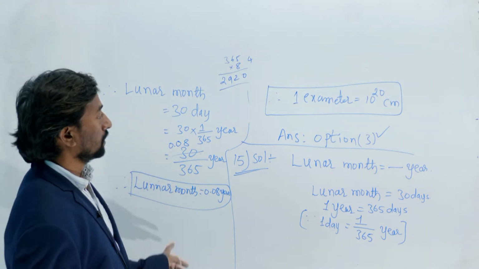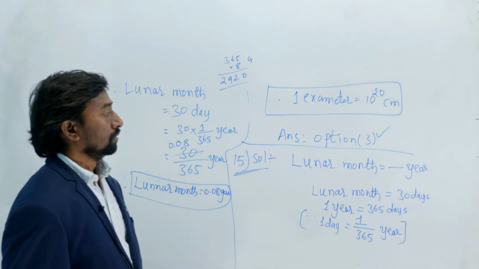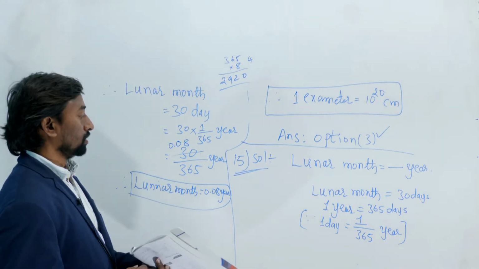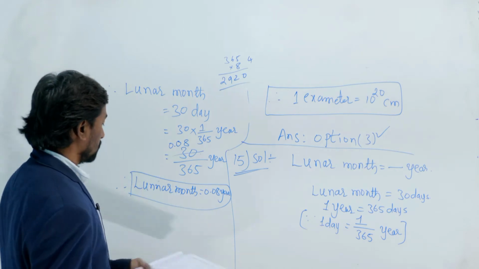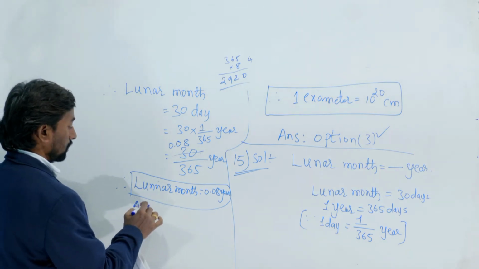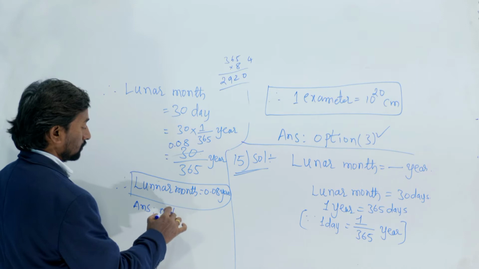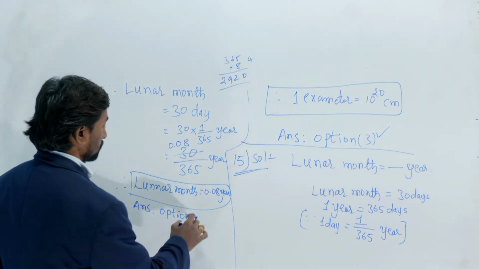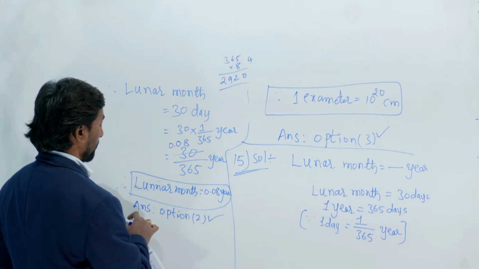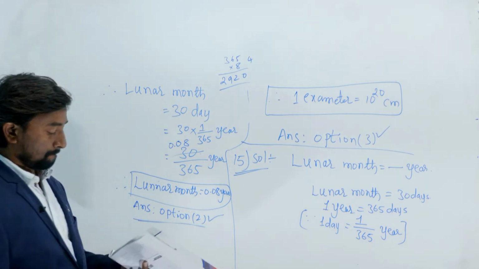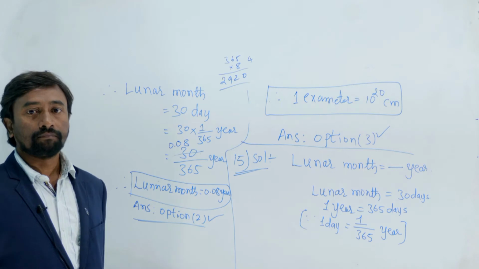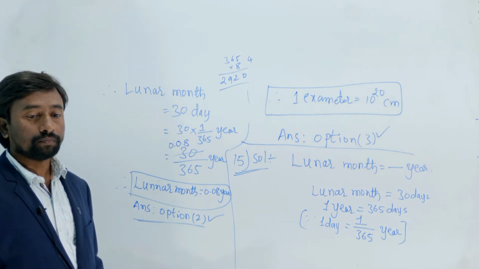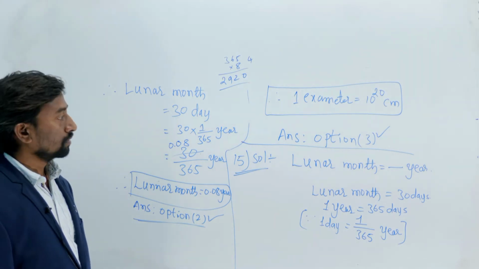So one lunar month is equal to 0.08 year. So now the correct answer is option 2. Option 2 will be there. Clear, no?